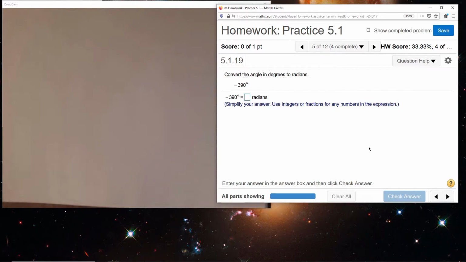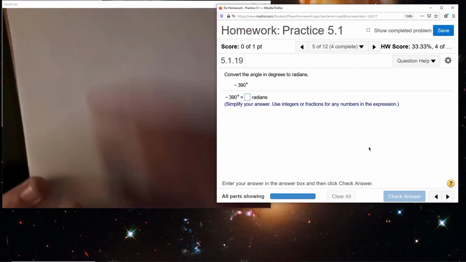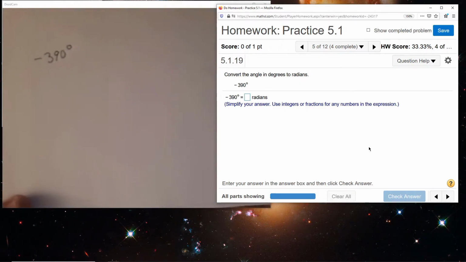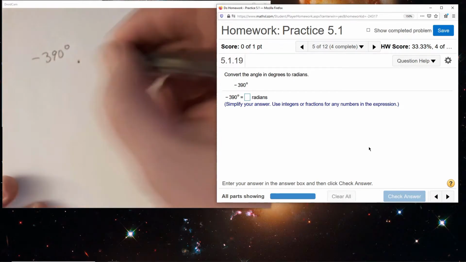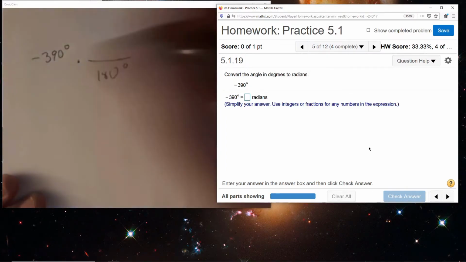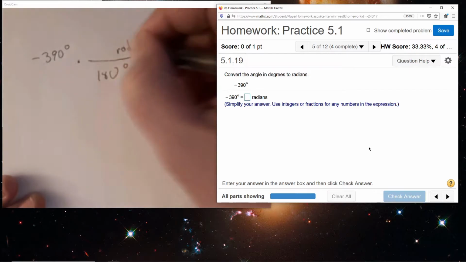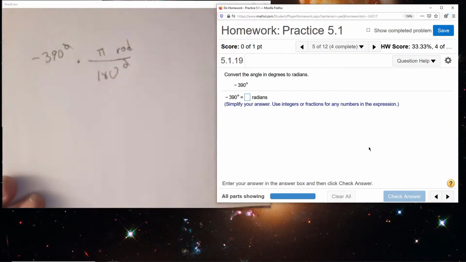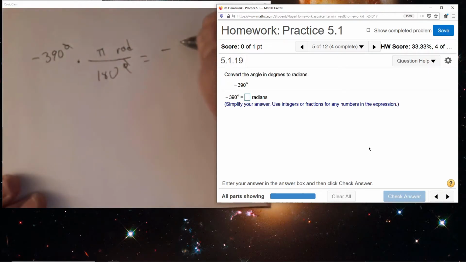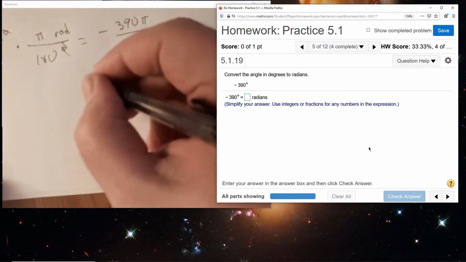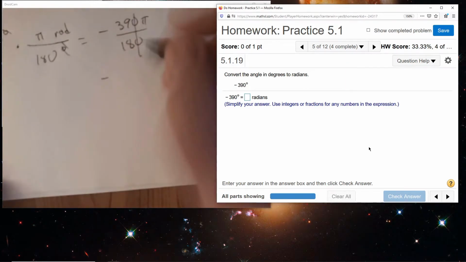So let's check out this next one here. Convert the angle into radians. So again, we want to get rid of degrees. So that means degrees has to go in the denominator so that they divide out, which means then radians goes in the numerator. So now the degrees will divide out, and we're left with minus 390 pi over 180. And then we'll do our best to simplify that. We can always do the straight divide out the 10 there.